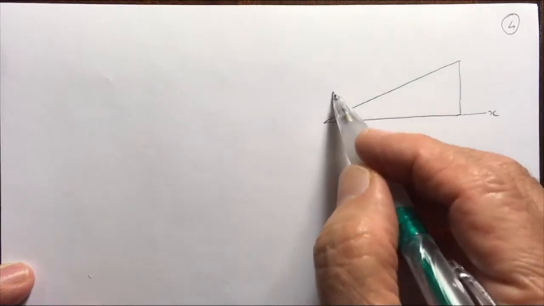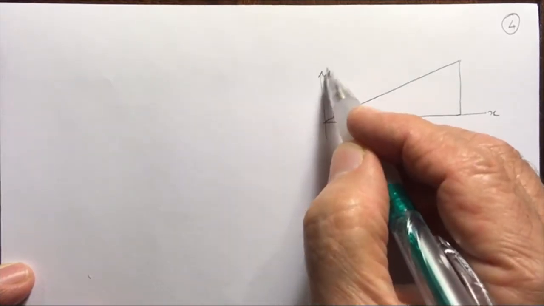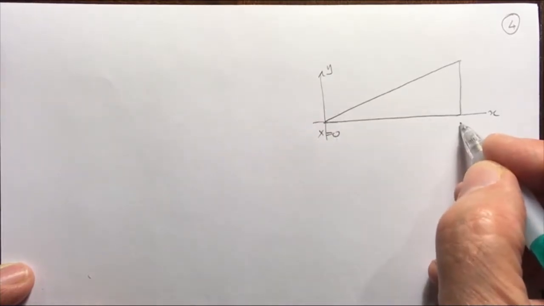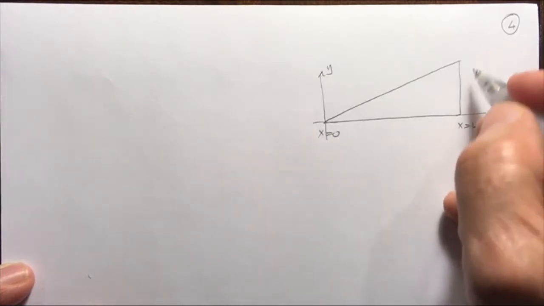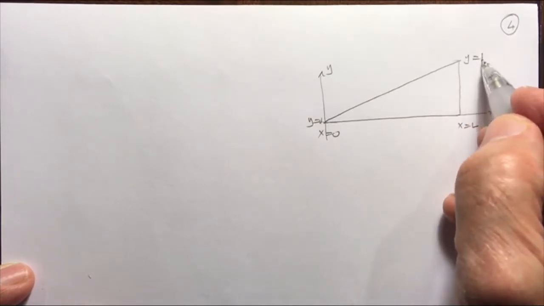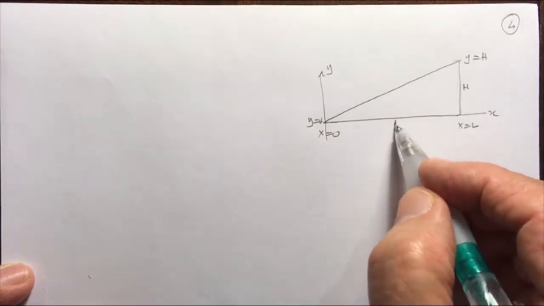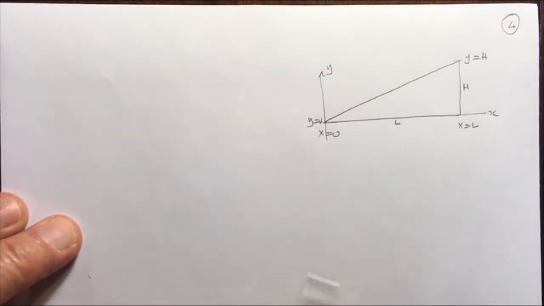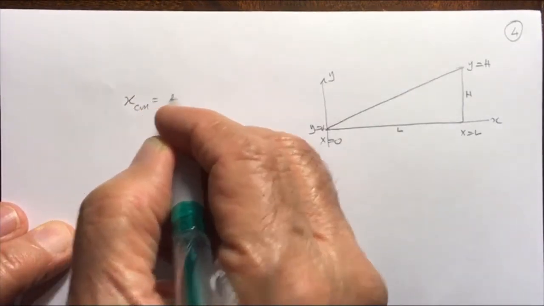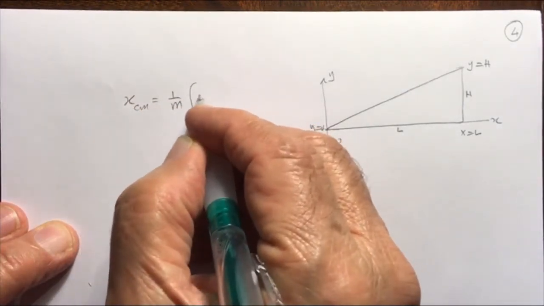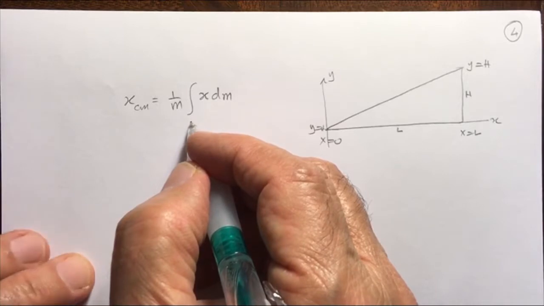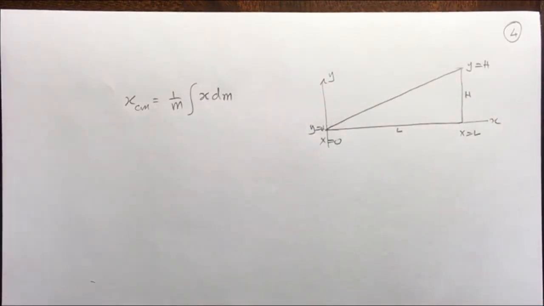So we take this as the x-axis, and this as the y-axis. This is x equal to 0. This is x equals L, so that's the length. And here y is also 0, and here y is h. So this side is h, and this side is L. Now we want to find xcm and ycm. So xcm is going to be 1 over m integral of x dm over the entire surface. So how do we get a dm over here?